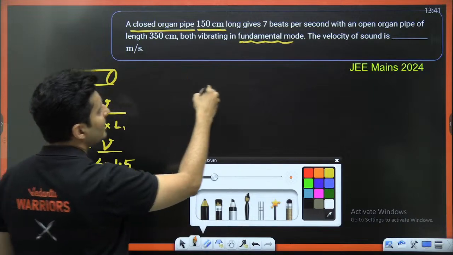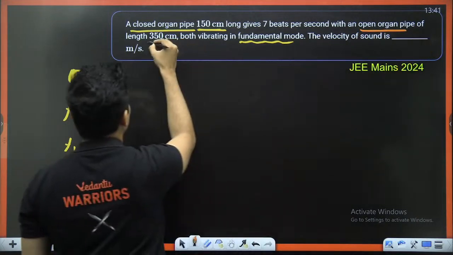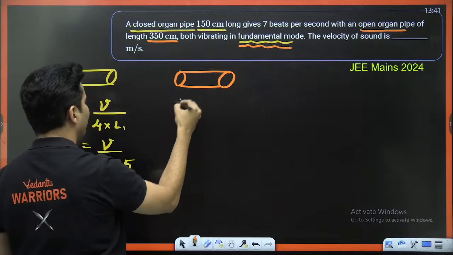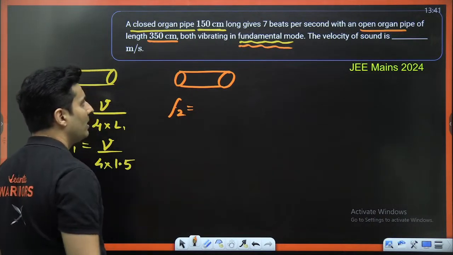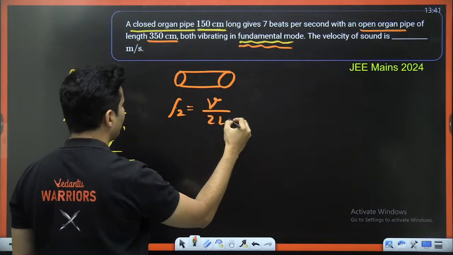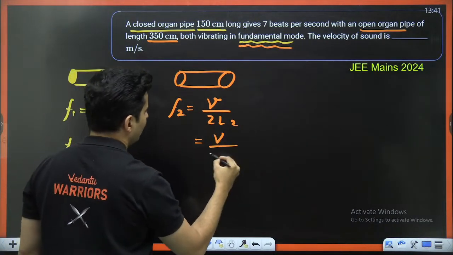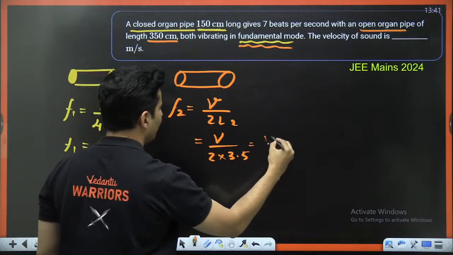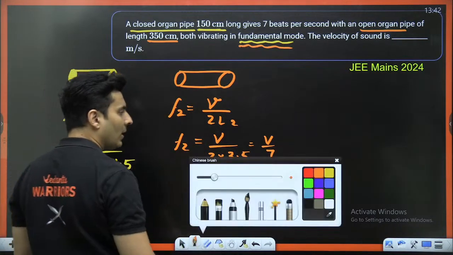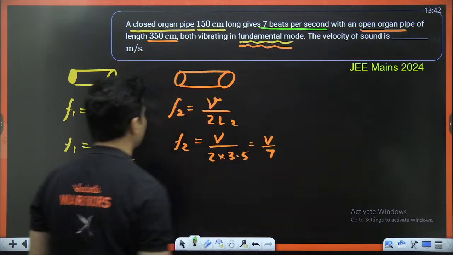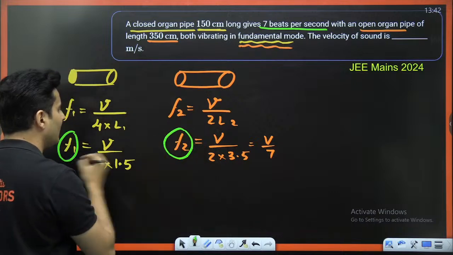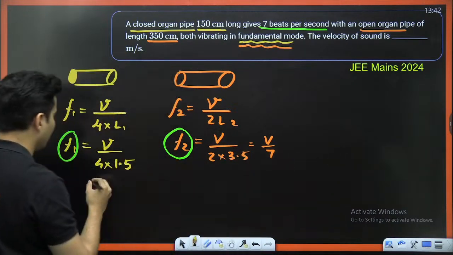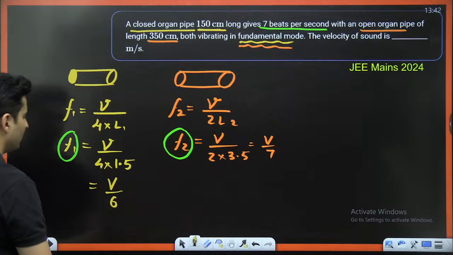Then a pipe which is open and of this length, again in the fundamental mode. This is an open pipe, so the fundamental frequency of this particular pipe will be given by V by 2L. But this L is also different. The length is 350 centimeters, so 3.5 meters, which gives V by 7. That is your F2. Now as per the question, it produces 7 beats per second. So actually F1 I can write as V by 6.